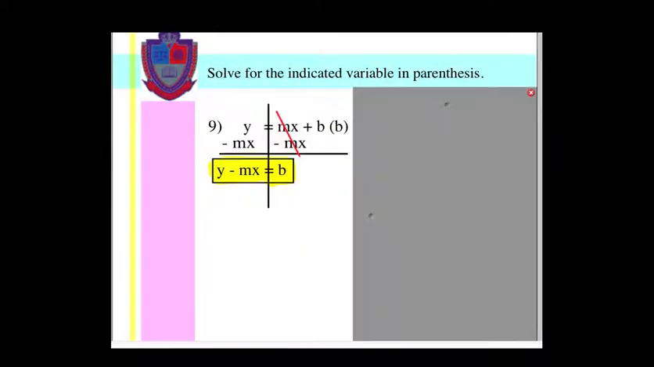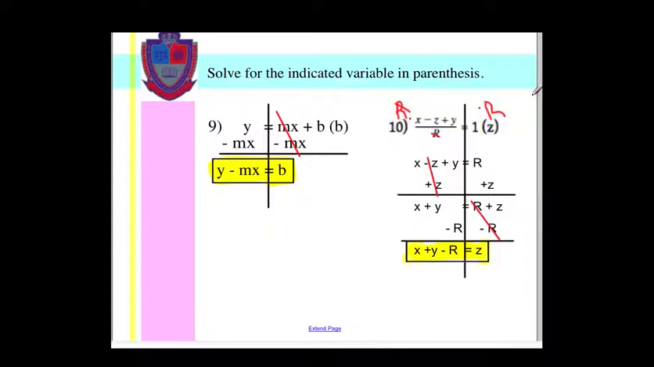Number 9, you should get y minus mx is equal to b. And then for number 10, you should get something that looks like this. Remember, use what we said. Get rid of the denominator. In this case, it's r. And then try to get rid of everything else.